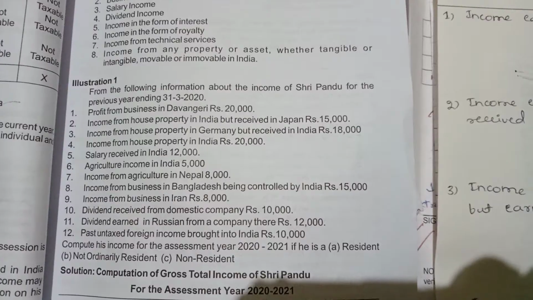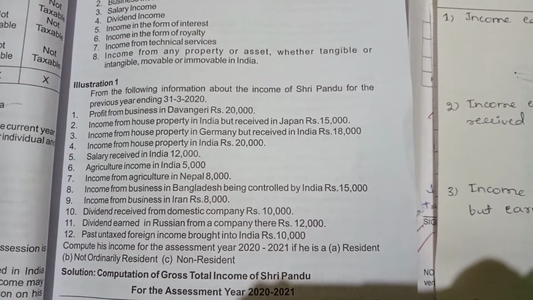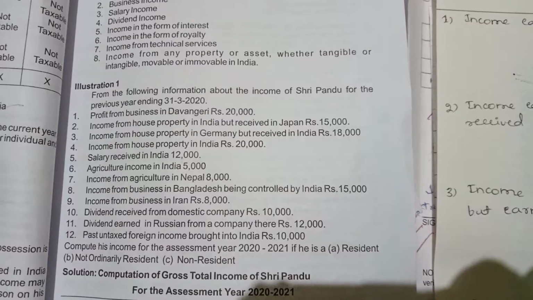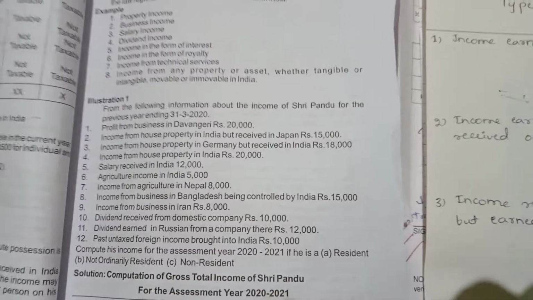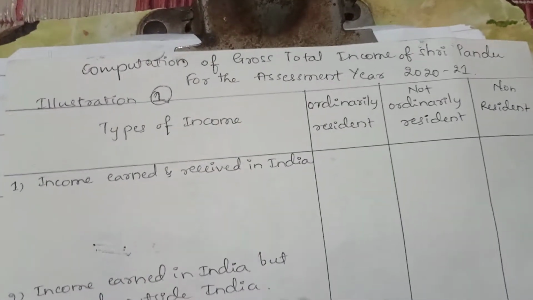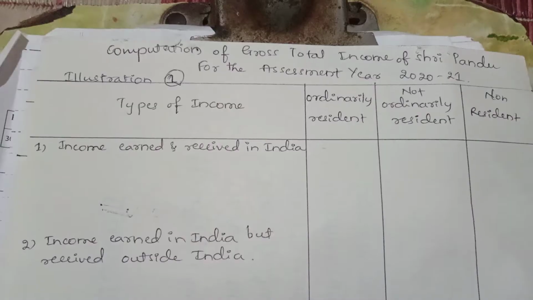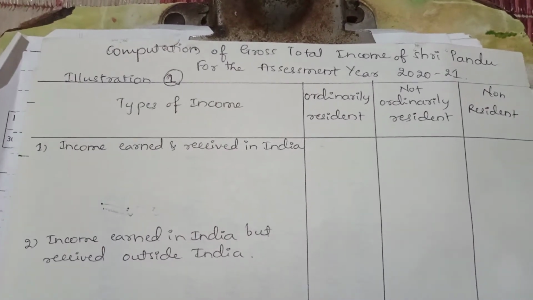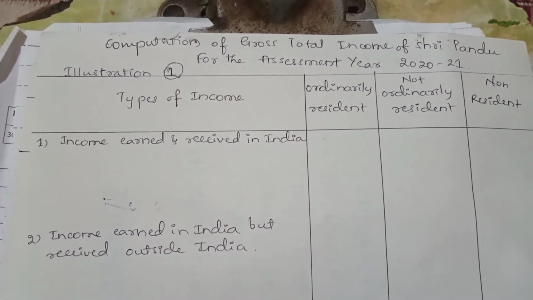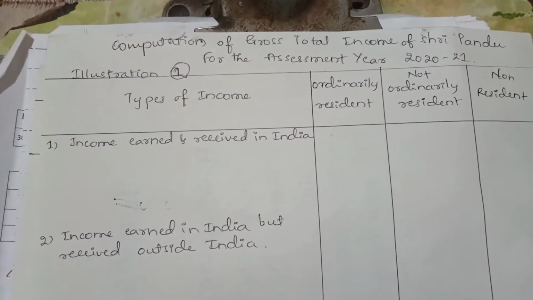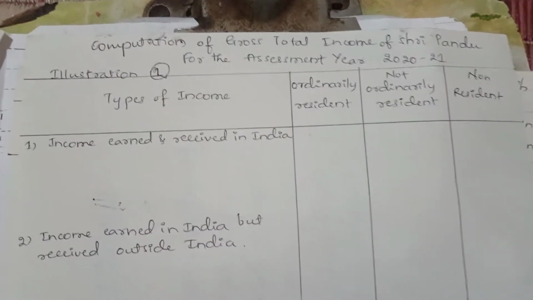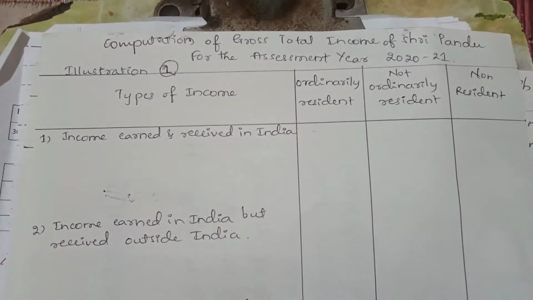So here below they have given the various sources of income from which the income has been earned by Sri Pandu. Before you go through the problem, you need to prepare one format. At the top of the format you need to write computation of gross total income of Sri Pandu for the assessment year 2020. So here I am solving illustration 1, that is why at the top I have written illustration 1. In this format there are 4 important columns.